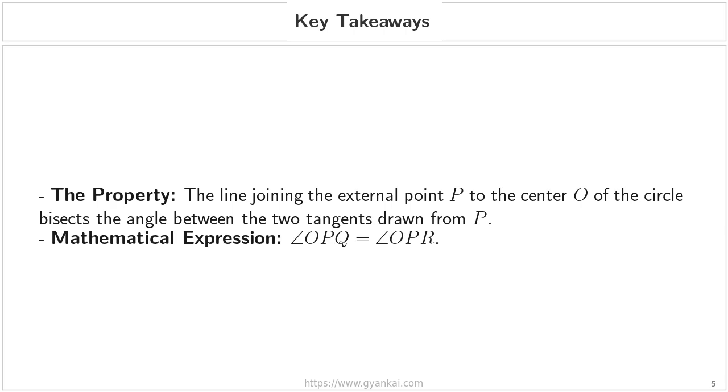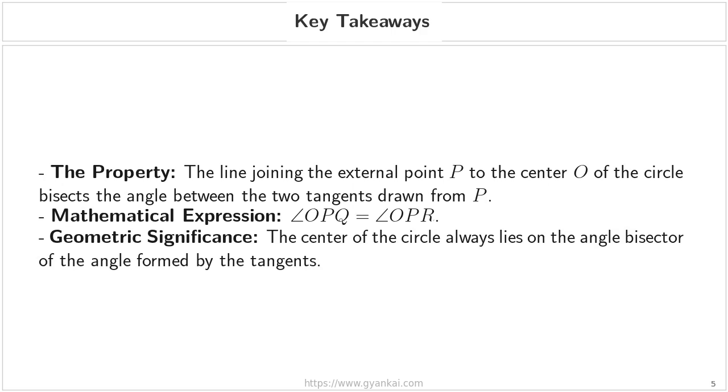To put this into a mathematical expression that you can use in your proofs, we write angle OPQ equals angle OPR. This notation is simply our way of stating that the two resulting angles are identical. In terms of its geometric significance, it is important to realize that the center of the circle, point O, is not just randomly placed. It will always lie precisely on the angle bisector of the angle formed by the tangents. This is a powerful tool when you are solving geometry problems involving circles and lines.